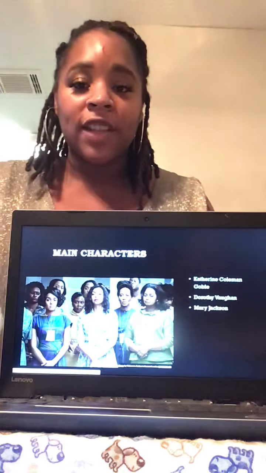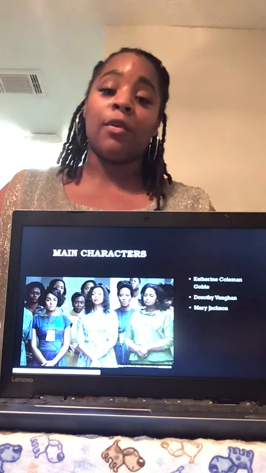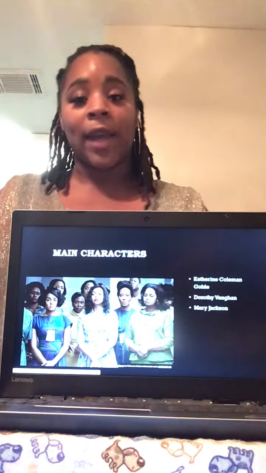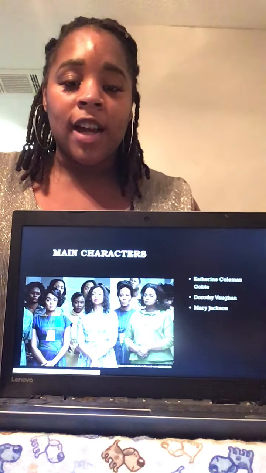We also have Miss Dorothy Vaughns, who's acting as a supervisor, but they refuse to give her the role as a supervisor and the pay. We'll see her conflicts later as well.